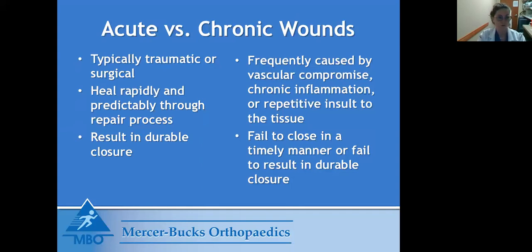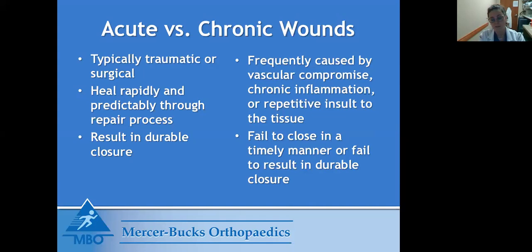So like I mentioned, acute versus chronic wounds. An acute wound is typically traumatic or surgical. They tend to heal rapidly and in a predictable manner, and they result in what's called durable closure, or enough tissue to close a wound. Chronic wounds, on the other hand, are frequently caused by vascular issues, chronic inflammation, or repetitive insult or trauma to tissue. They fail to close in a timely manner or fail to provide enough tissue for closure.